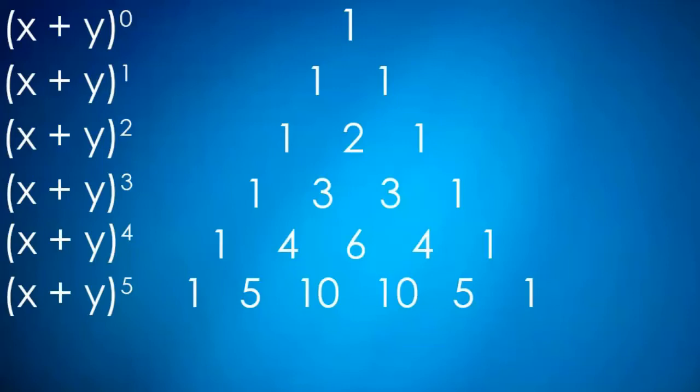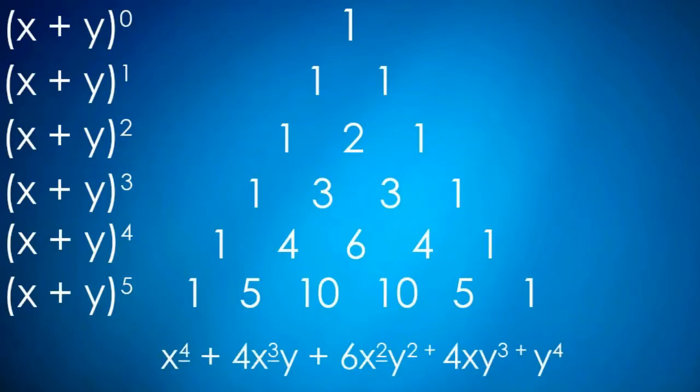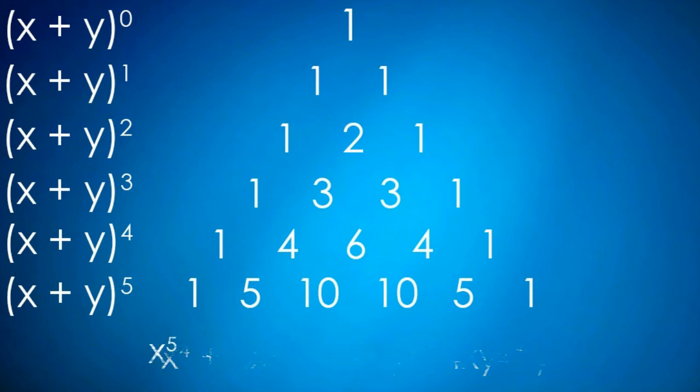The next thing that we're going to do is to determine the variables for each term. As we can see in the equation of quantity x plus y raised to 4, which is equal to x raised to 4 plus 4x cubed y plus 6x squared y squared plus 4xy cubed plus y raised to 4, the exponent of x increases while the exponent of y decreases. In quantity x plus y raised to 5, our degree is 5, which is the highest exponent for the x and y variable. And we are going to start with x raised to 5 for the first coefficient, which is 1.